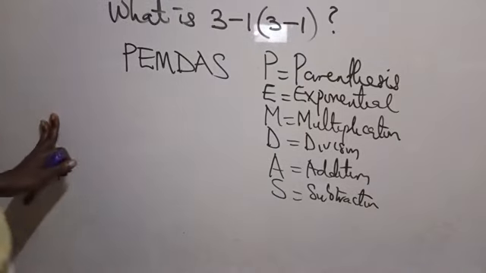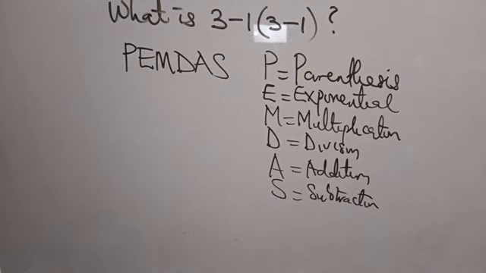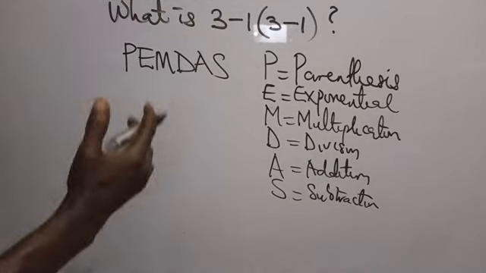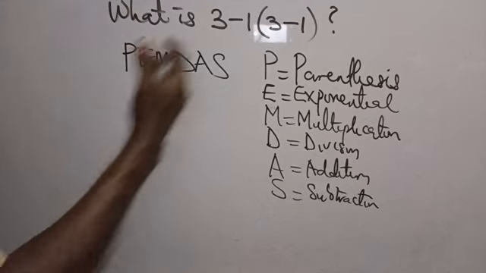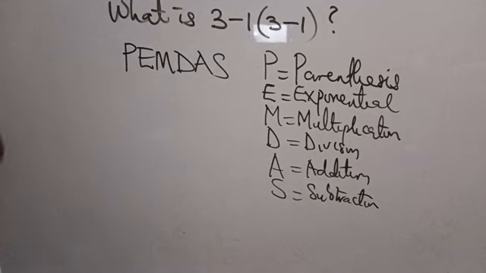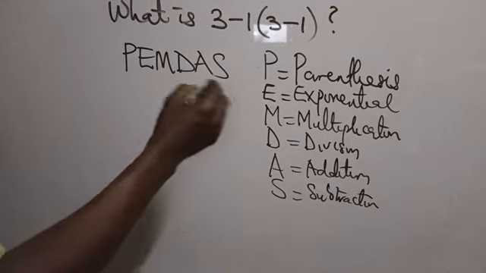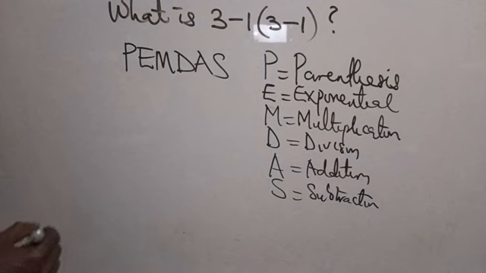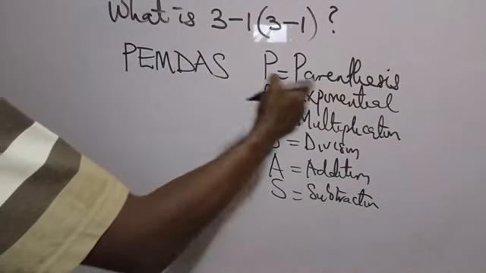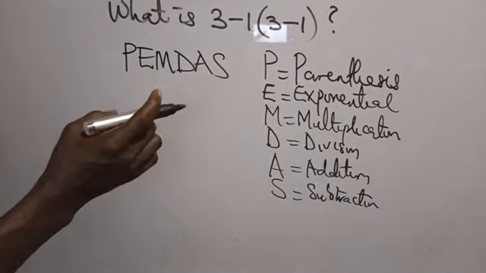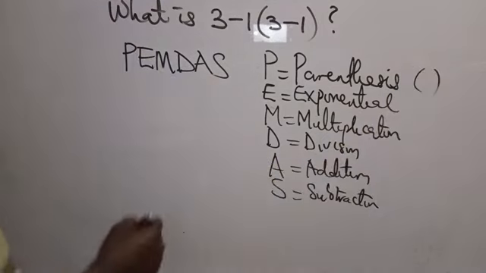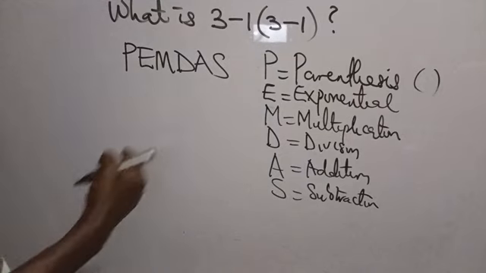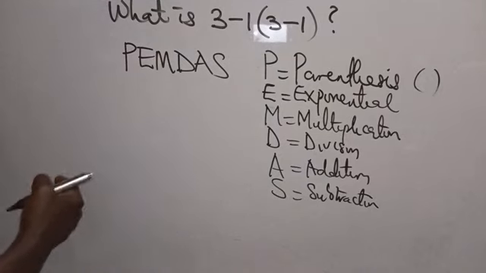Now, with this acronym, let us look at this particular question. We are going to consider the order and the priority of this acronym. What do we mean? Looking at the question again, when we talk of parentheses, we are talking about numbers in brackets. Parentheses mean brackets. And that means we are going to start with the numbers in the brackets.